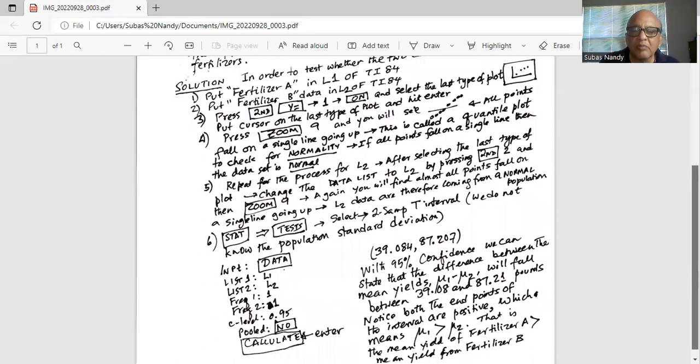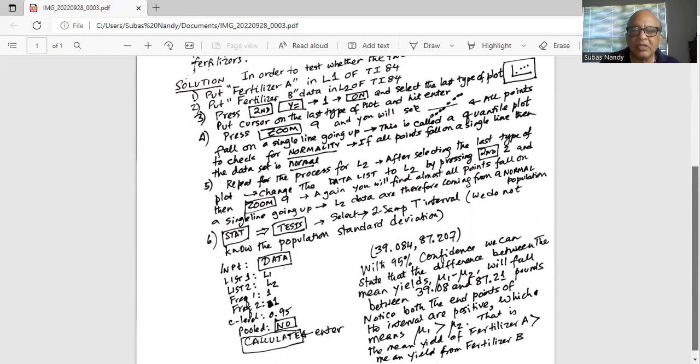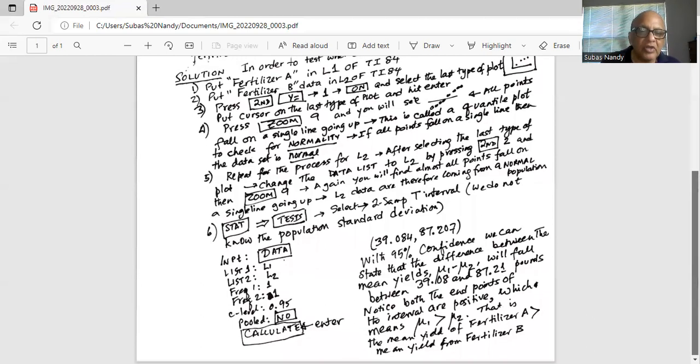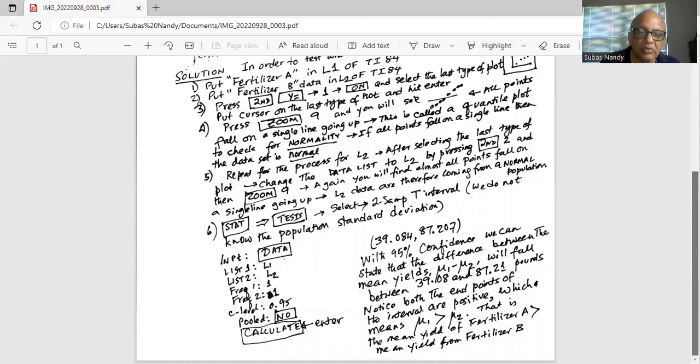The input should be Data. List 1 should be L1, list 2 should be L2. Frequency 1 is 1, frequency 2 is 1, confidence level is 0.95, and Pooled is No. That means we are assuming that the standard deviations of the populations of fertilizer A and fertilizer B are not equal. Then we scroll down to Calculate and hit enter.